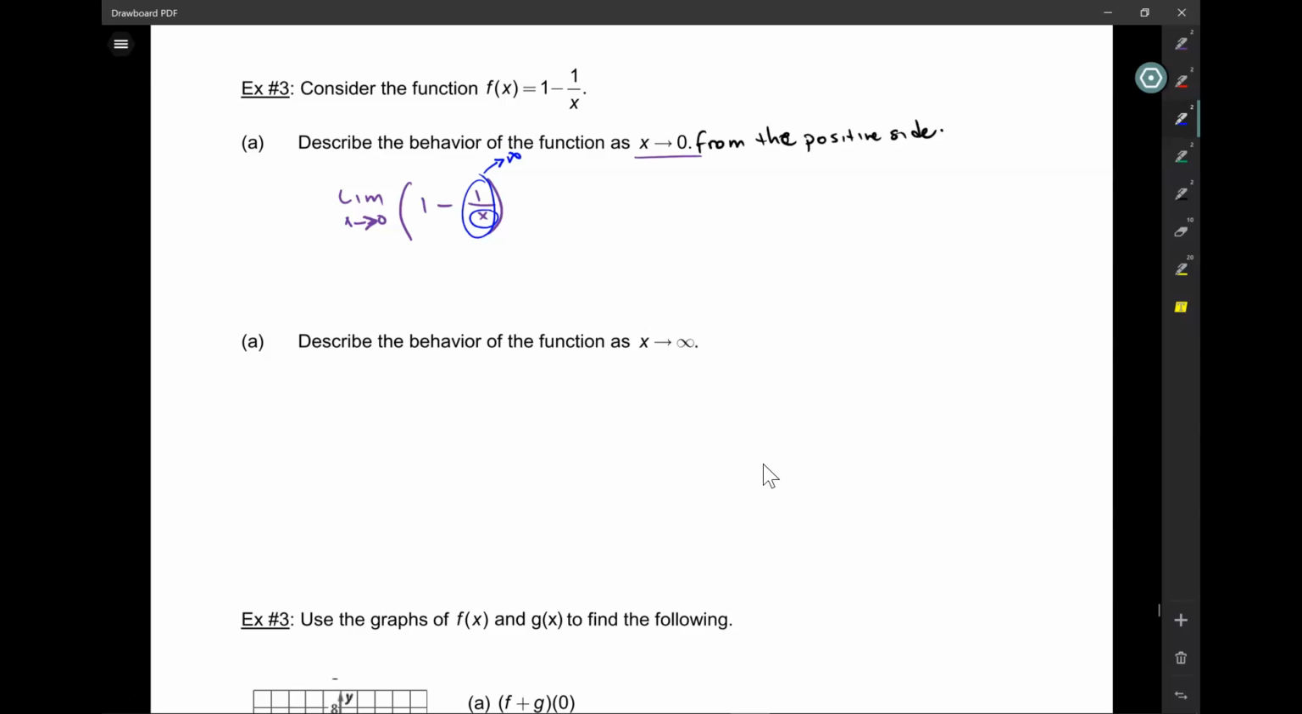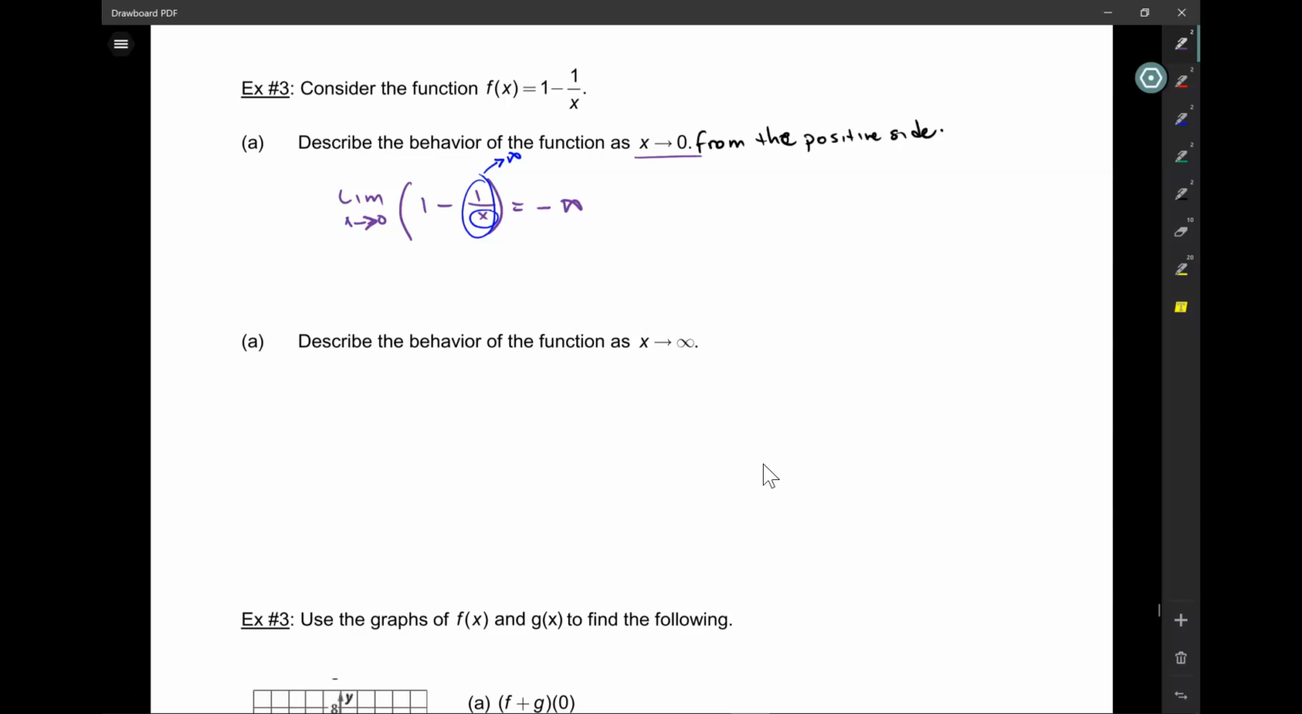But now, what's 1 minus an infinitely large number? A negatively large number. So what's 1 minus a million? Negative 999,999, right? So 1 minus an infinitely large number is negative infinity. Now, so that's the answer, negative infinity.